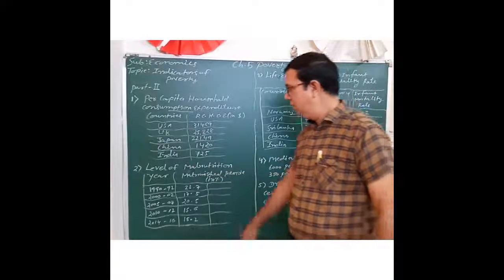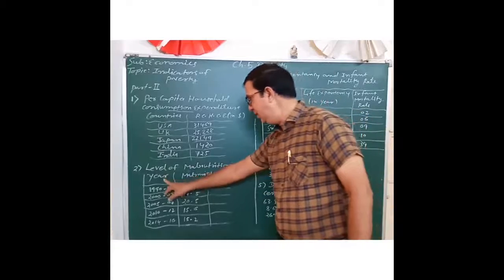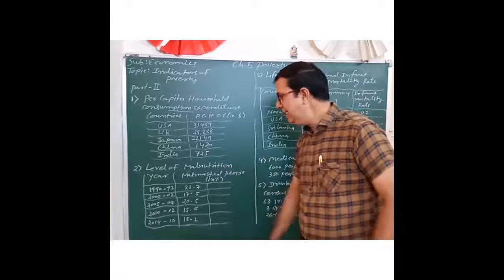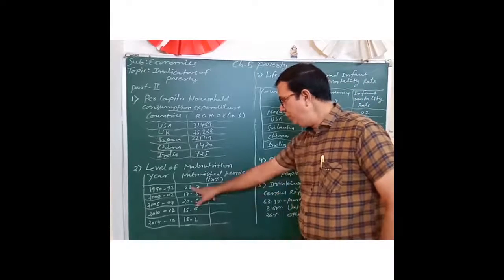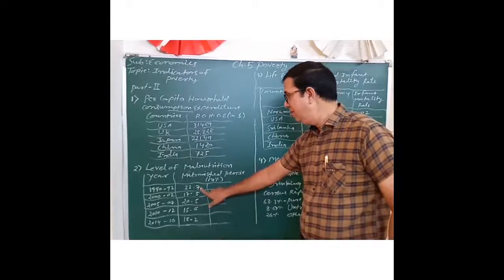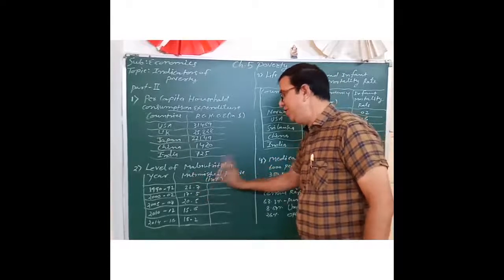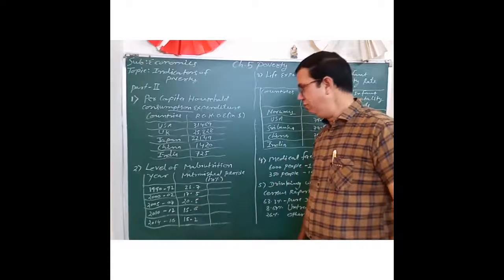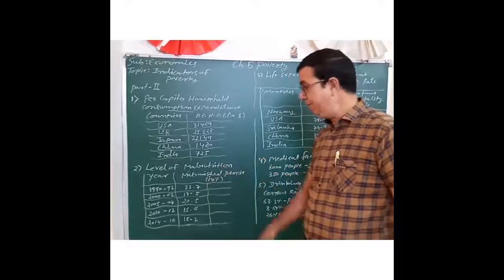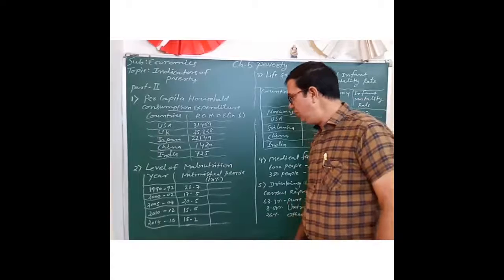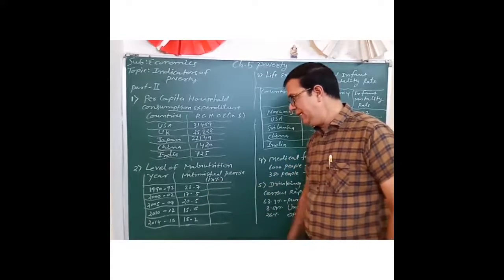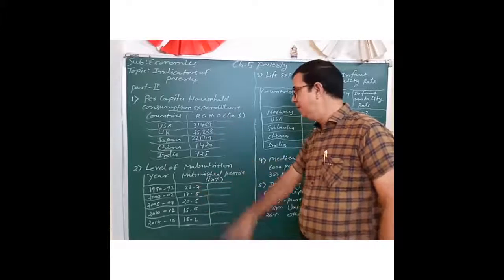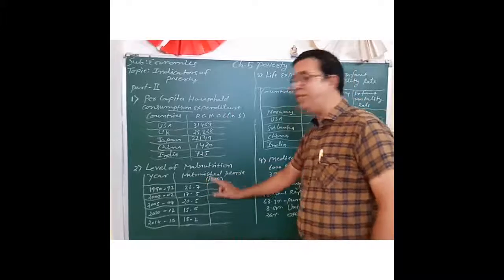Now see here, level of malnutrition, that means the year and malnourished people in percentage. In 1990 to 92, 23.7% people were malnourished. Then in 2000 to 2002, 17.5% people. Then 2005 to 2007, 20.5%. And 2010 to 2012, 15.6%. And in 2014 to 16, 15.2% people were victims of malnutrition.